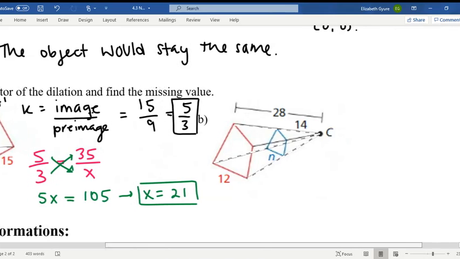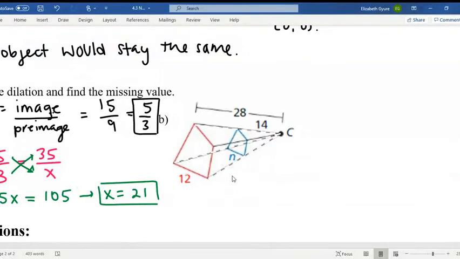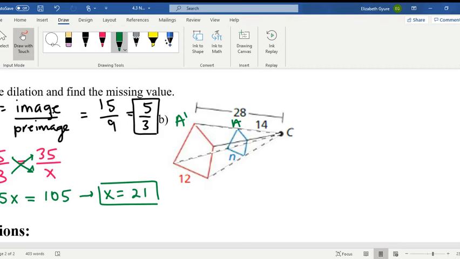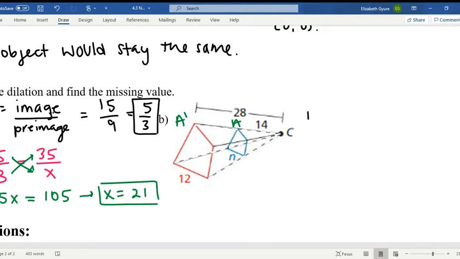All right, so take a look at B then. So B, we're going to do the same thing. The red one is going to be A prime and the blue one is going to be just A. So the bigger shape is A prime, your image. The smaller shape is just going to be A, which is your pre-image. So remember when we do our scale factor here, we do prime over not prime, right? So prime over not prime.